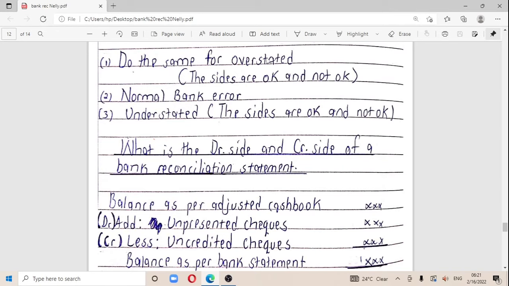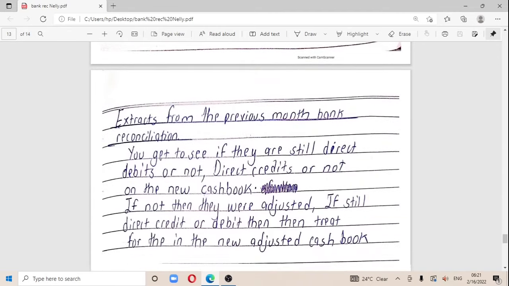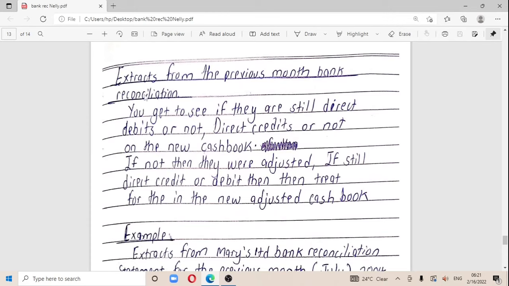If it's an overstated value on the bank statement, you treat it accordingly. You've seen how I've been treating this on the cash book, and it's still the same with the normal and even the understated values. So I'll be having my format, balance as per adjusted cash book. It's a matter of knowing this is the debit side where you're having unpresented checks, and this will be the credit side where you're having uncredited checks, and you'll be having your balance as per bank statement, and you'll get a figure there.